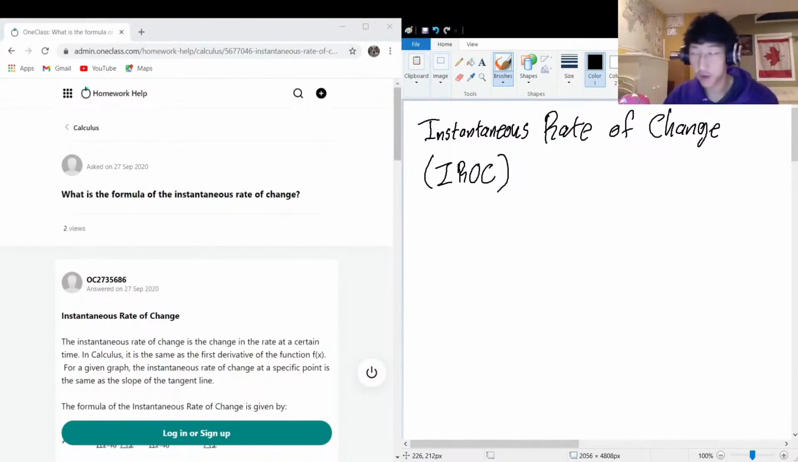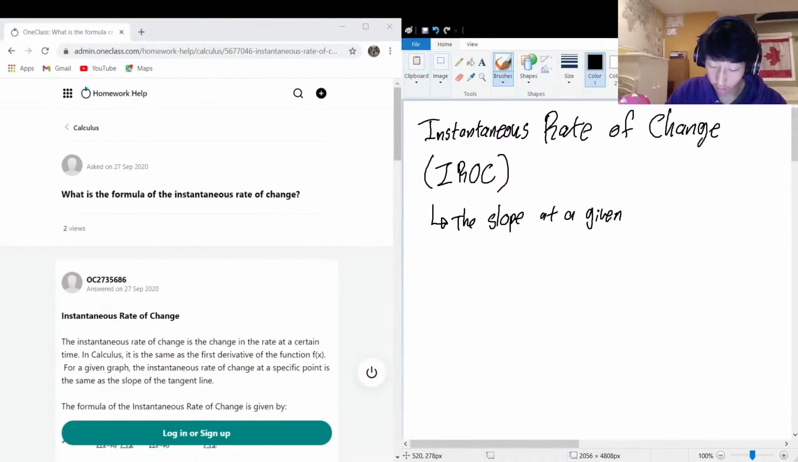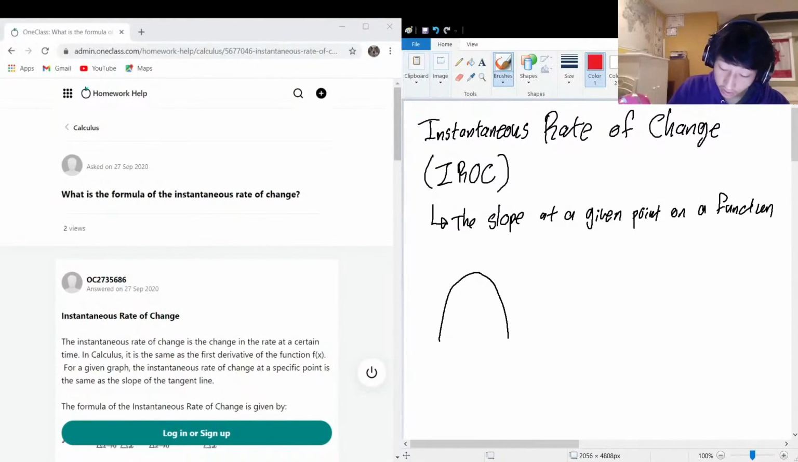Another way to say this is the slope at a given point on a function. Meaning, let's say we have a parabola like this. We know that over here on the parabola, the slope is going to be like that. At the very tippity top, the slope is going to be 0. It's going to be flat. And down here, the slope is going to be more negative. These are just the IROC values, the slope at a certain point in time.